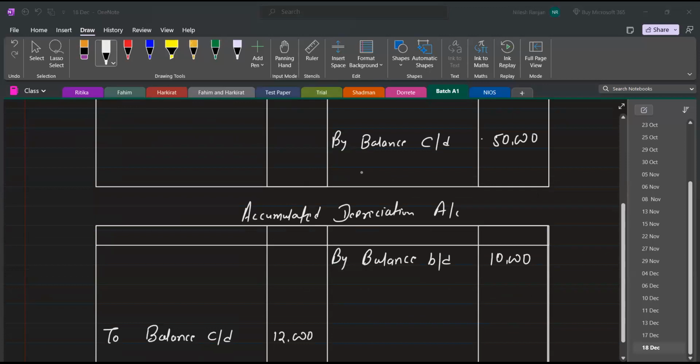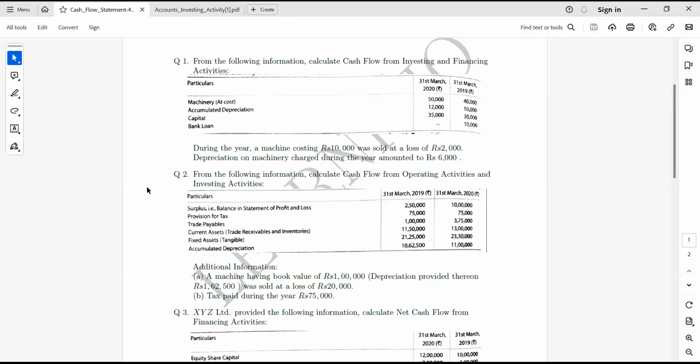Okay. So after writing the opening and closing balance, what do we do now? Sir, the depreciation during the year. Okay. Depreciation on the credit side, we'll write the amount. Depreciation on machinery charged during the year amounted to ₹6,000. So we'll write by profit and loss account on the credit side, 6,000.